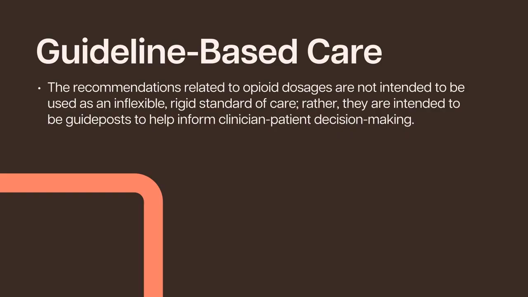They point out that the recommendations related to opioid dosages are not intended to be used as inflexible, rigid standards of care, but rather as guideposts to help inform clinician-patient decision-making. This really is a guideline in the truest sense, and it still allows clinicians to use discretion so that they can treat the patient in front of them in that moment.